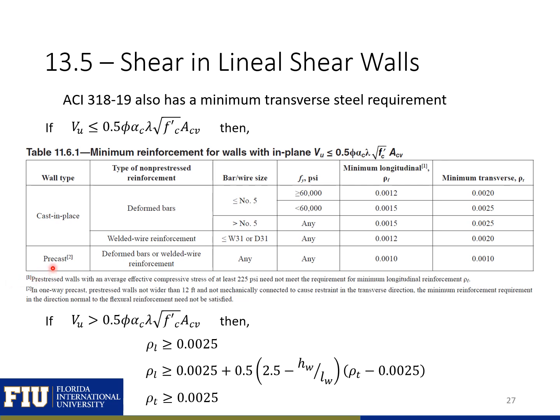You can see the table breaks things up based on the wall type, the type of non-pre-stress reinforcement, the bar or wire size, and the yield strength of that reinforcement. So whether you're less than or greater than 60 KSI. And then you have minimum longitudinal and minimum transverse reinforcement requirements. If you have a high shear demand on your wall, then your minimum transverse reinforcement requirements increase, and so do your minimum longitudinal requirements. So you can see those requirements here at the bottom.